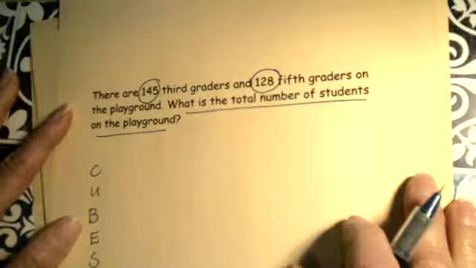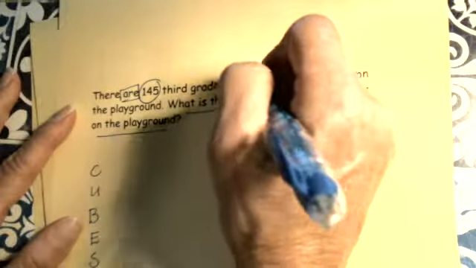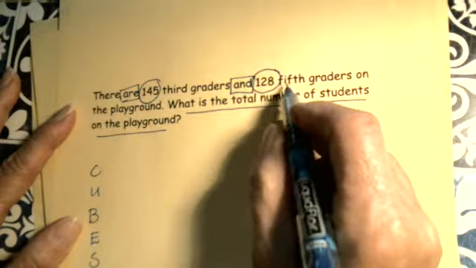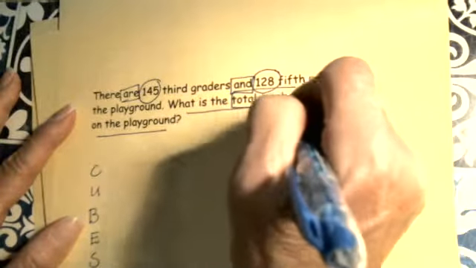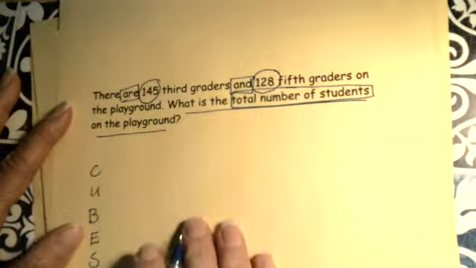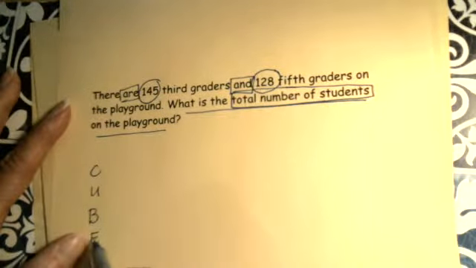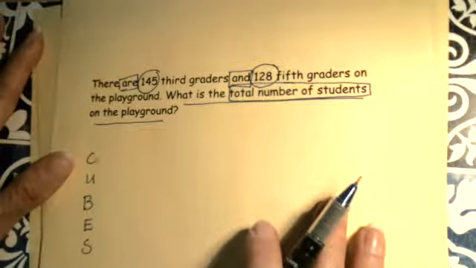I'm going to box important words that tell me what to do. There are 145 third graders and 128 fifth graders on the playground. What is the total number of students on the playground? The E: is there anything I need to eliminate? Any numbers? And I don't see any.